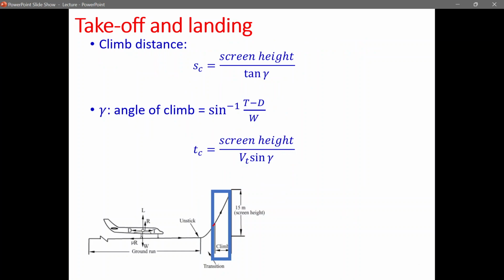And eventually we can calculate the climb distance, but you have to be given an angle of climb to be able to calculate that climb distance, which you will be given. Or you can actually export that from the software we are going to use. And you add all of these three distances, you have the takeoff distance.